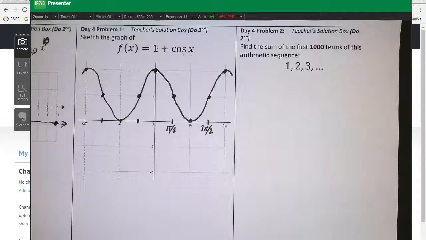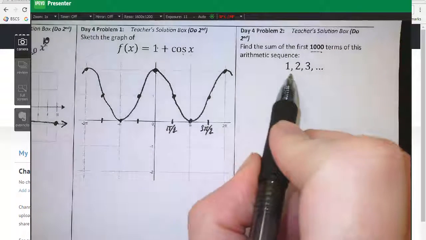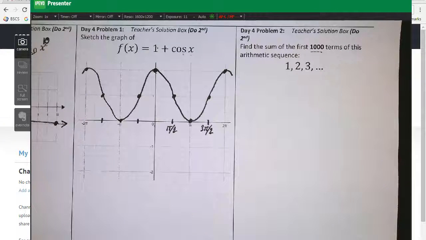Now, day 4, problem 2. Find the sum of the first 1,000 terms of this sequence. 1, 2, 3, 4, 5, 6, and so on, up to 1,000. We want to add all numbers from 1 through 1,000. There's a fast way to do that.